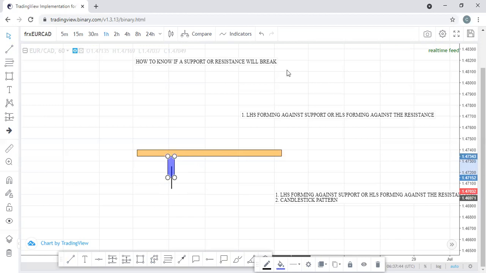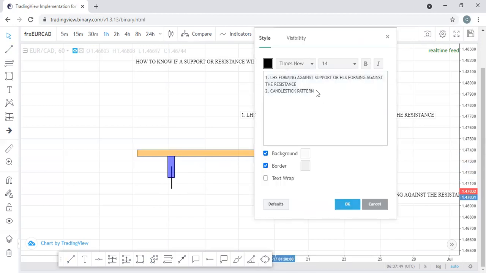And the third way you can know is the indicator approach, right? This is the third way you can know if it's going to break. You will see reactions from your moving average against the support or resistance, right? What do I mean by this? You will see the reactions of the moving average against the support and resistance.